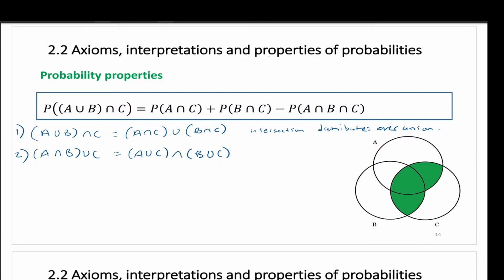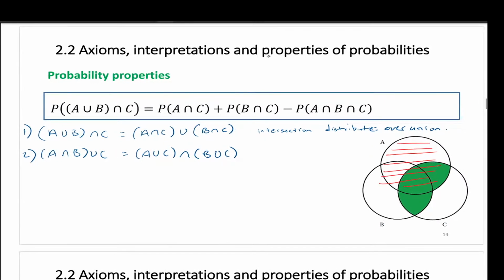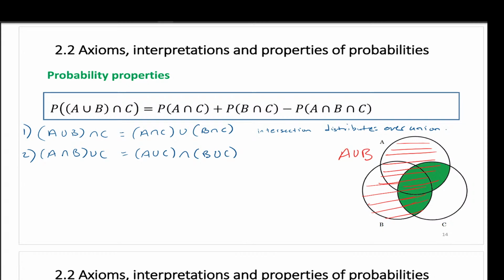All right, so let me color in A union B. A union B would be everything here in red that I'm going to shade. So that's A union B. And now think about where A union B intersects C. Well, we can see that that's clearly the green shaded portion. So that's A union B intersected with C.